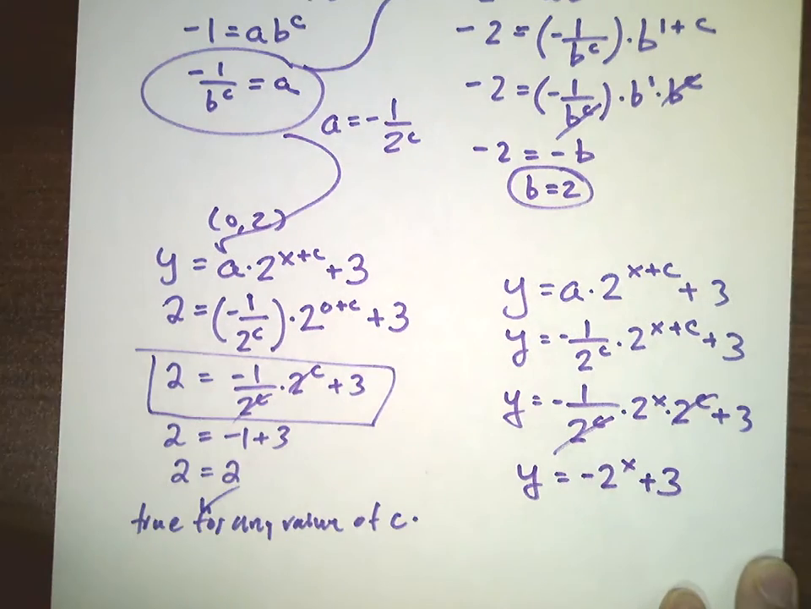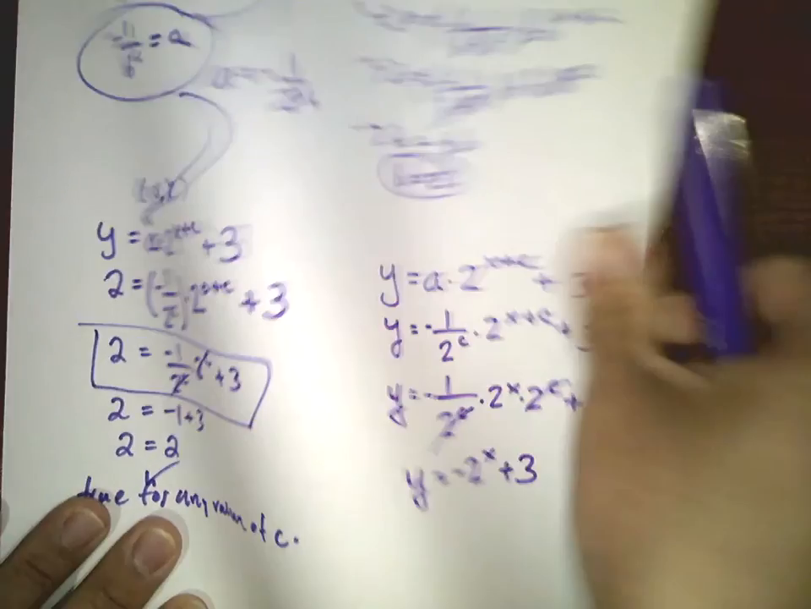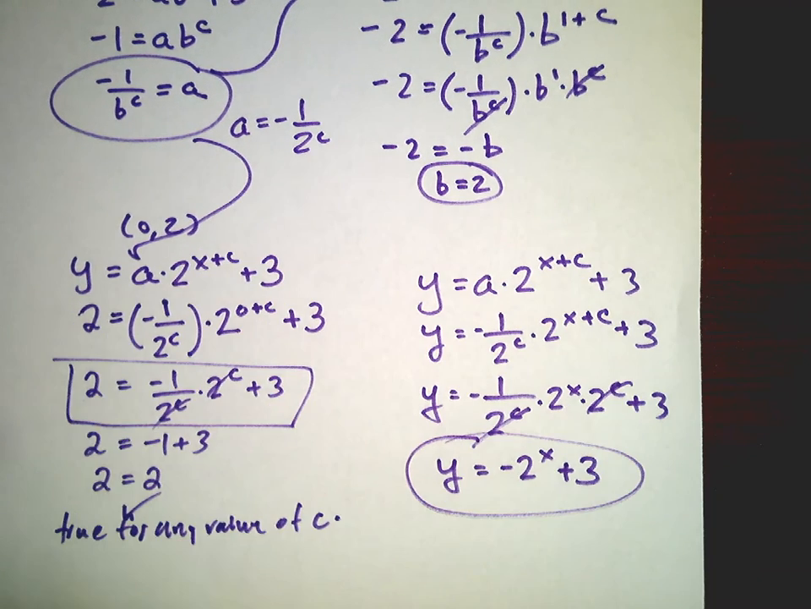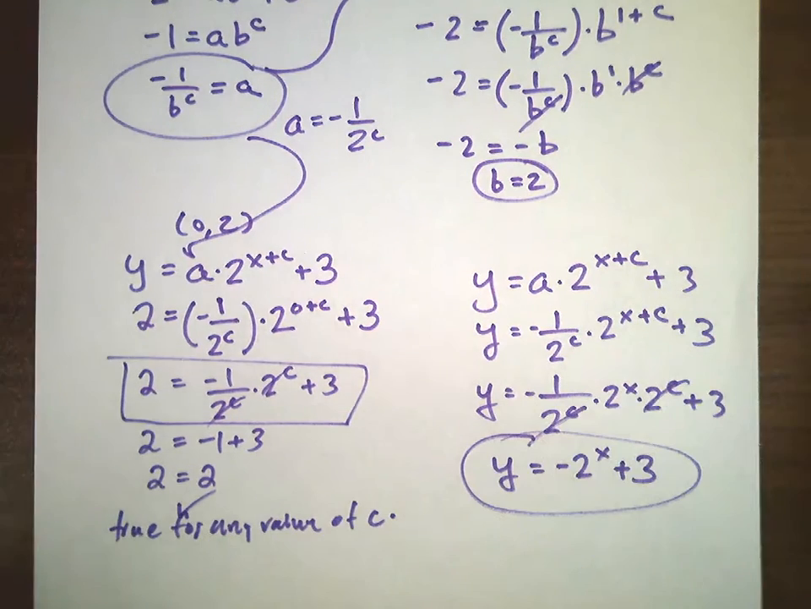So in this particular case, I really didn't need to deal with the value of c because the equation was true for any value of c. So there you go. You could try any value of c, but you don't need to because it's true for any value of c that you would want to pick. So that is how I would go about finding the equation of the graph in this case. So I hope that this helped.